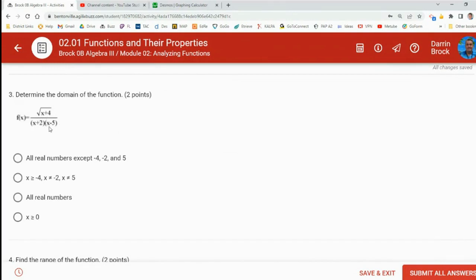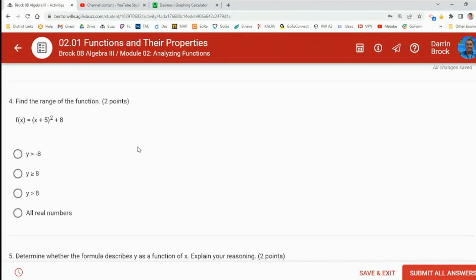This is a little more complicated, but still, break it down. You have a square root on top, so the x's cannot be negative. So any x's that would make that negative, and any x's down here that would make this 0. So there's a few different possible answers there. What's the range? Am I limited on the x's? x plus 5 squared plus 8. No, I can put any x from -infinity to infinity.